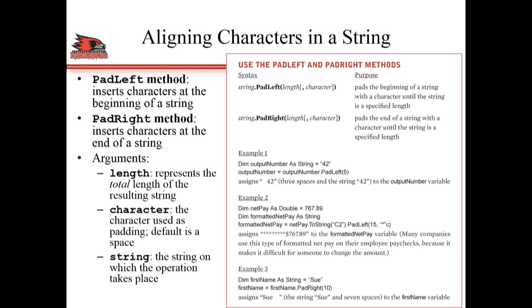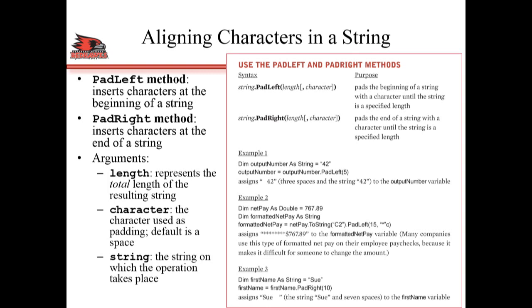Looking at example 1, you have the string 42. It just contains 2 characters, and if you want to make it a 5 character one, you do output number equals output number dot pad left 5. So it now inserts 3 spaces before 42 to make it a 5 character string.